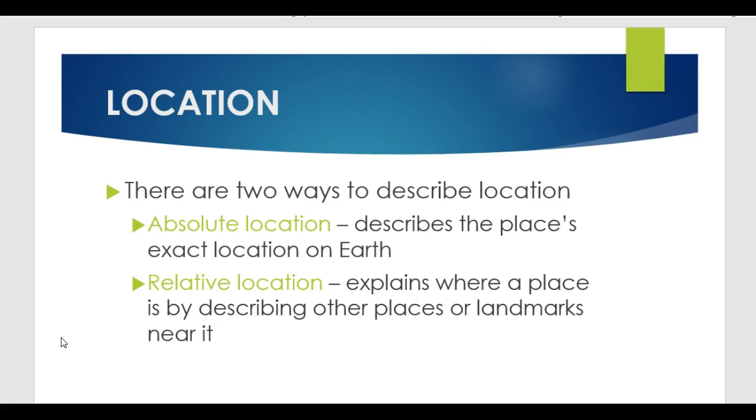Remember, there are 2 types of locations, absolute and relative location. Absolute location tells you exactly where you are on the face of the earth by using latitude and longitude. Relative location explains where you are relative to another place. It gives you a landmark. It gives you context of where you might be standing.